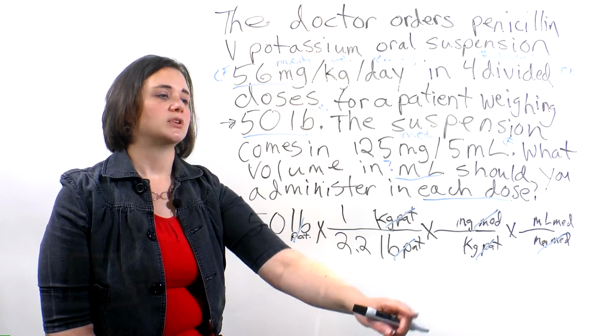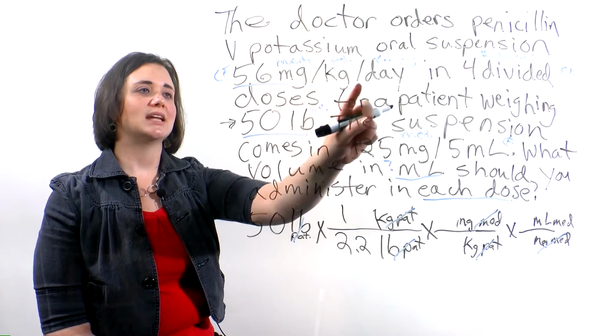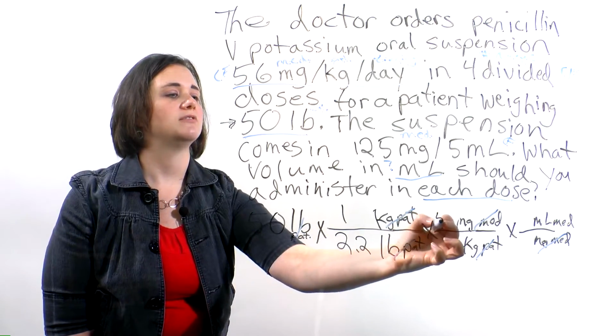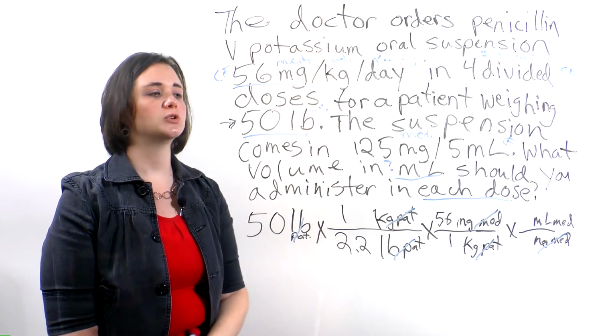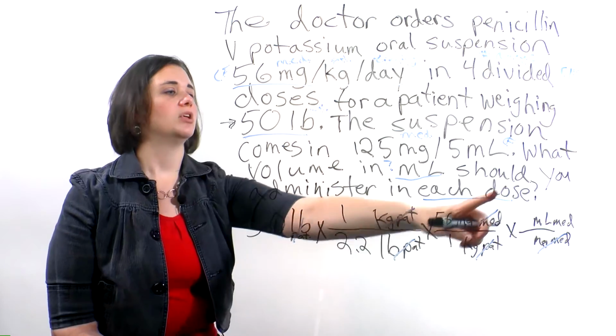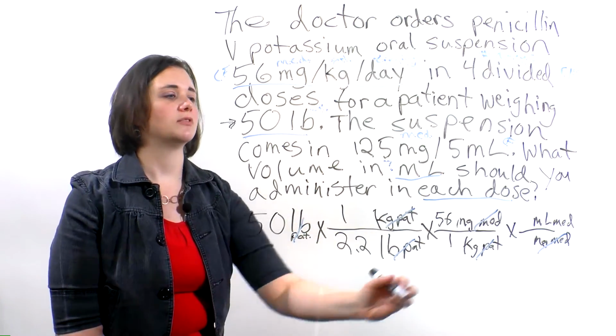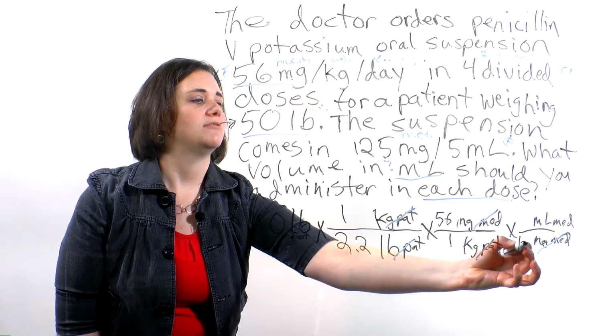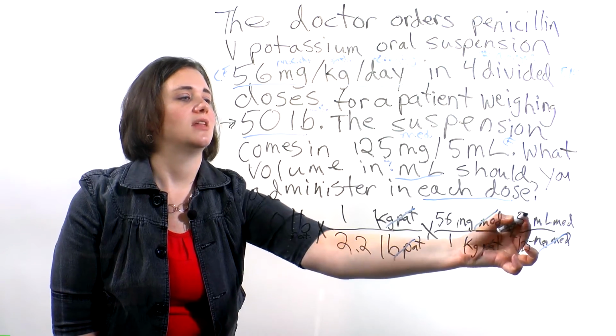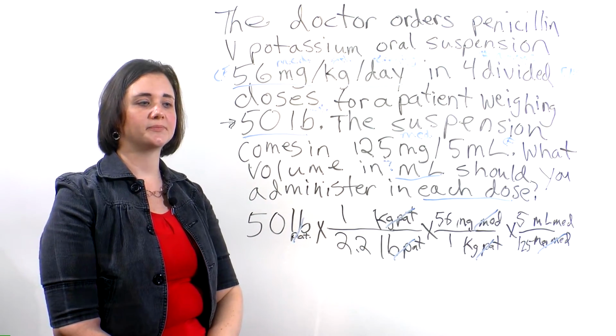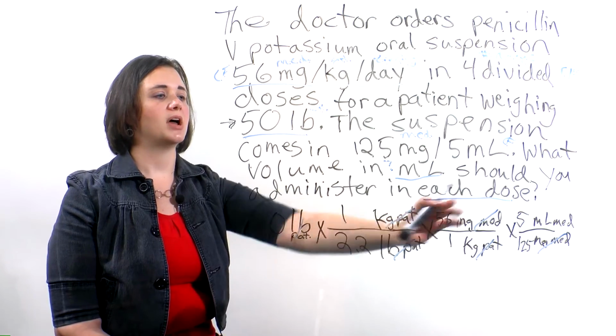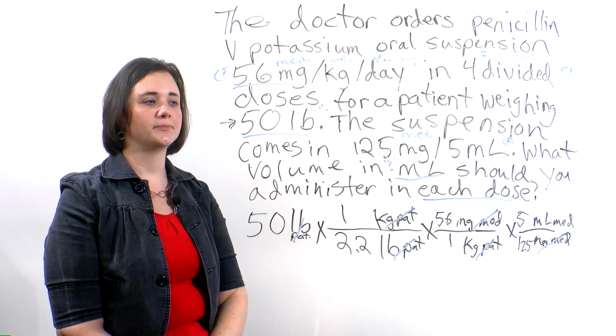Kilograms of patient and milligrams of medicine came from this conversion factor. So a 56 goes with the milligrams and a 1 goes with the kilogram. Milligrams and milliliters was related by this conversion factor. So the 125 goes with milligrams and the 5 goes with milliliters. Now we're able to punch that in and solve that part.